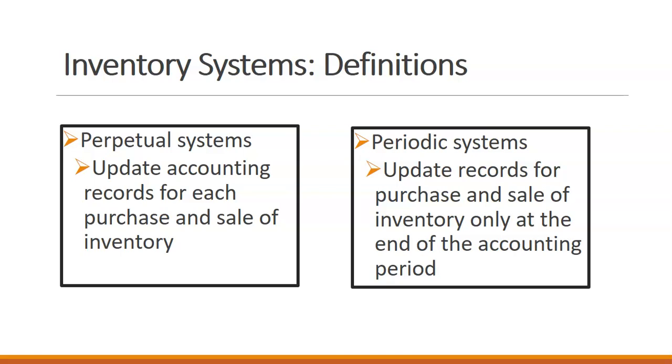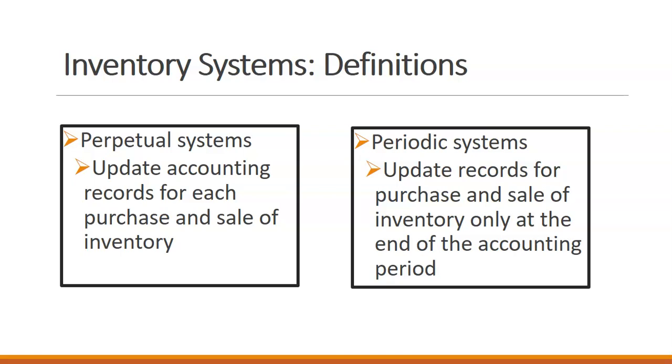In a periodic system, we just keep track on paper of what we have in inventory and don't. We update our records for purchase and sale of inventory only at the end of the accounting period, when we compare what we've sold during the accounting period to what we have on hand and what we've purchased.